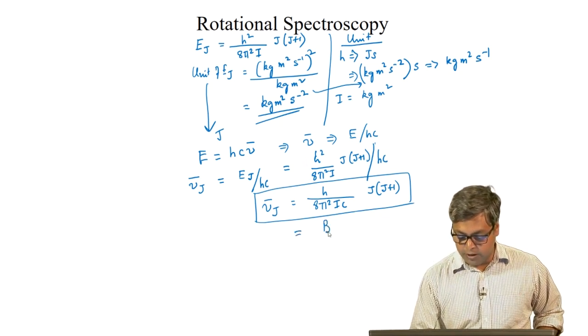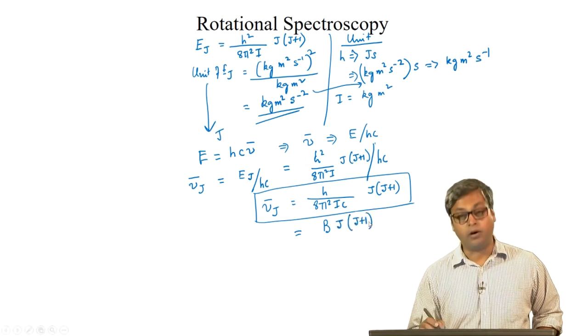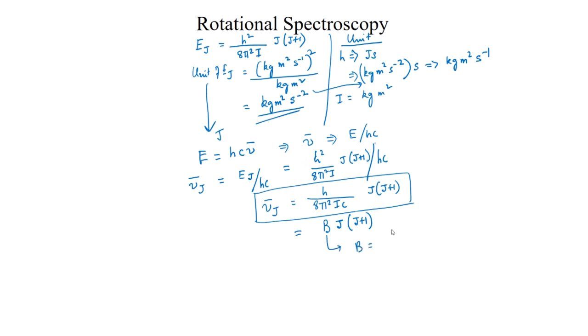This can also be written as B times j times j plus 1, where B equals h by 8 pi square I c, and if you expand I as mu r squared, I can write h by 8 pi squared mu r squared c. So, B is known as the rotational constant, and the unit of B is centimeter inverse or wave numbers. We can see that B is inversely proportional to I, and I is proportional to the square of the bond length. Thus, determination of B from the spectroscopy experiments will result in the determination of internuclear distances, that is R, or the bond length, and thus rotational spectroscopy represents a very powerful structural technique.